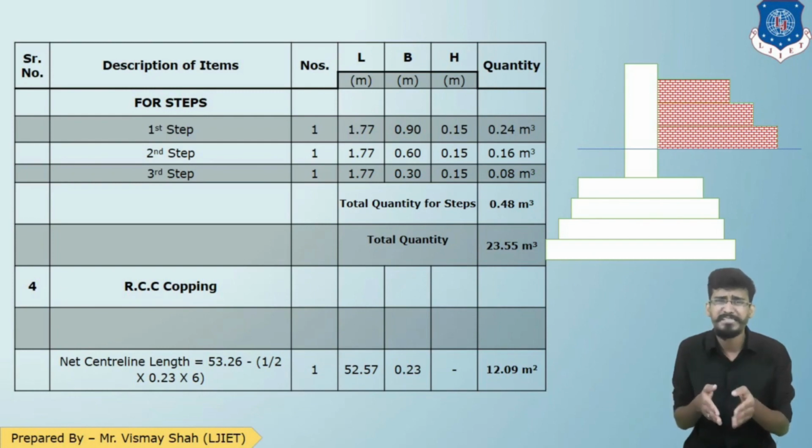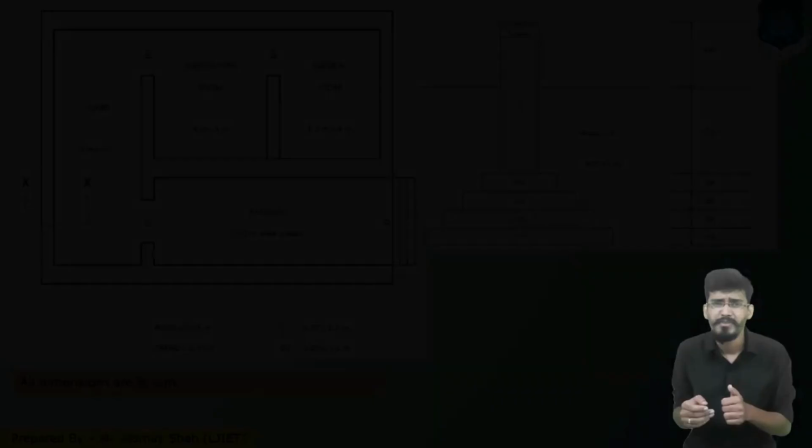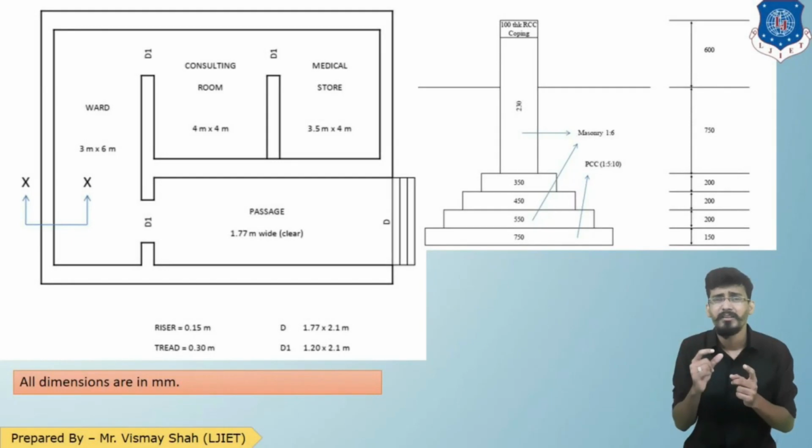Now for the steps, let us discuss the L, B and H. Going back to the section. As you can see in the drawing, the length of the door is equal to the width of the passage, or you can see the opening schedule of the door. So for the steps, the length will be 1.77.